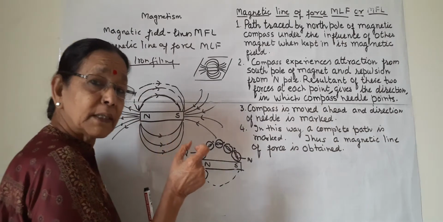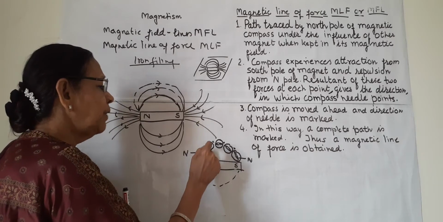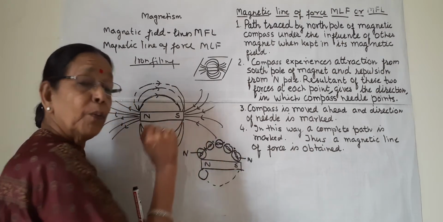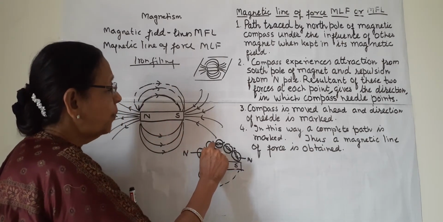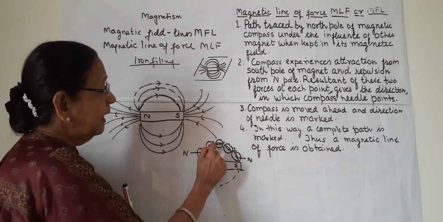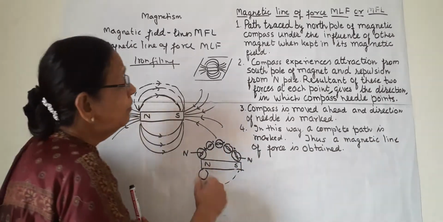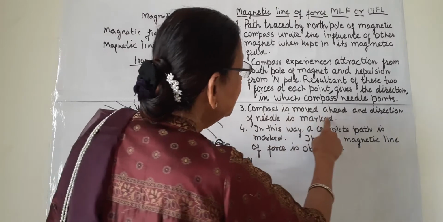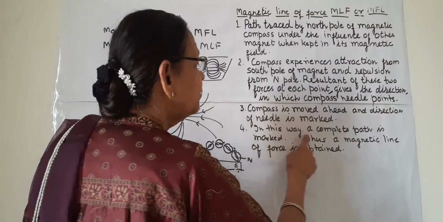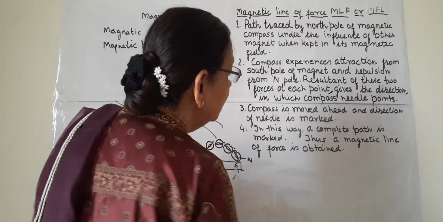Third, the compass is moved ahead and the direction of the needle is marked. Then we take off this compass from here, we put it near this point, south facing this point, and again the north pole is pointed by a pencil. So this point shows the north pole of this needle. Again this is marked, and this is practiced again and again, and a full line is formed. In this way, a complete path is marked, and the same magnetic line of force is obtained.